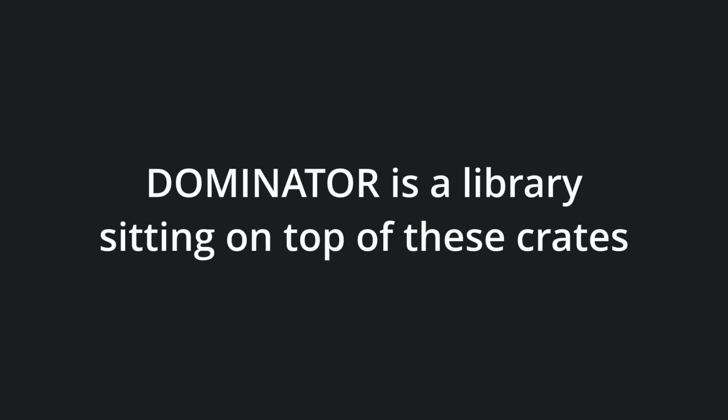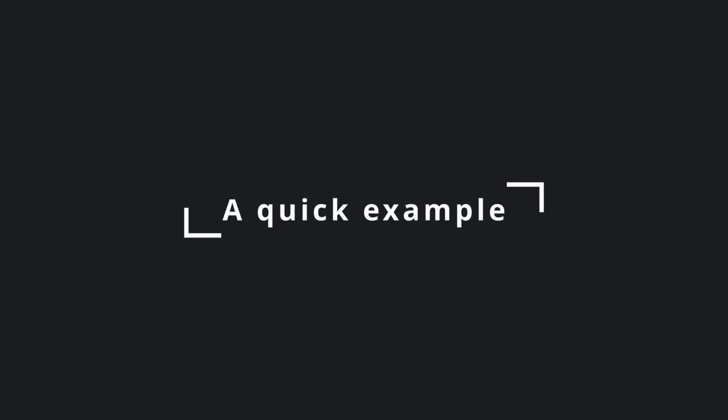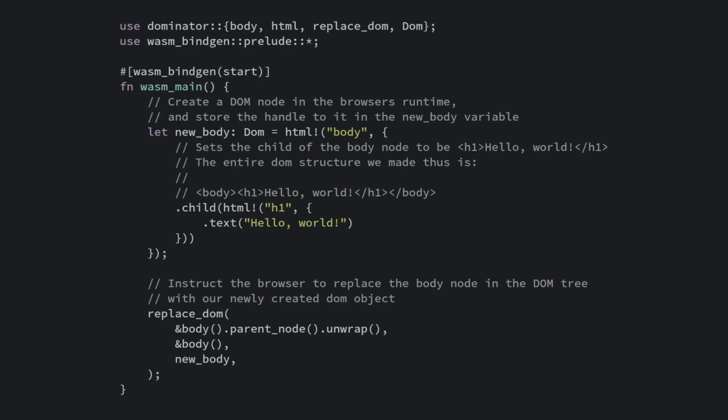Dominator is a library sitting on top of these crates, providing an API to write reactive applications that render into the browser's DOM structure. Let's take a quick look at what a simple Dominator application actually looks like.